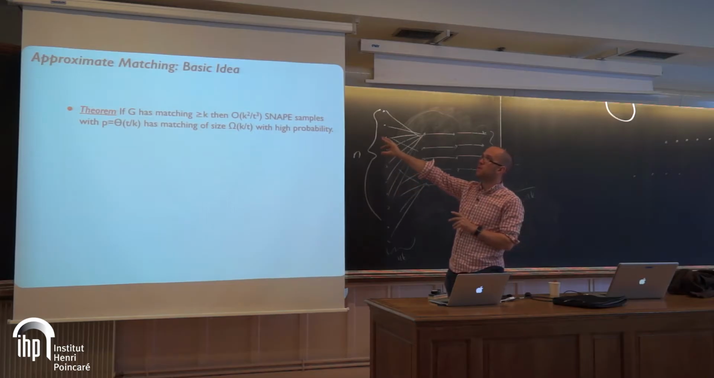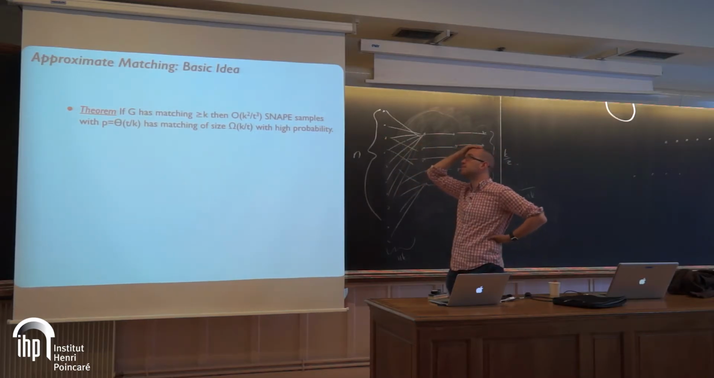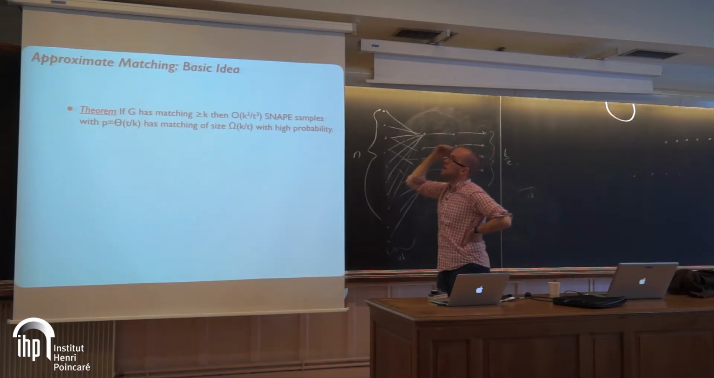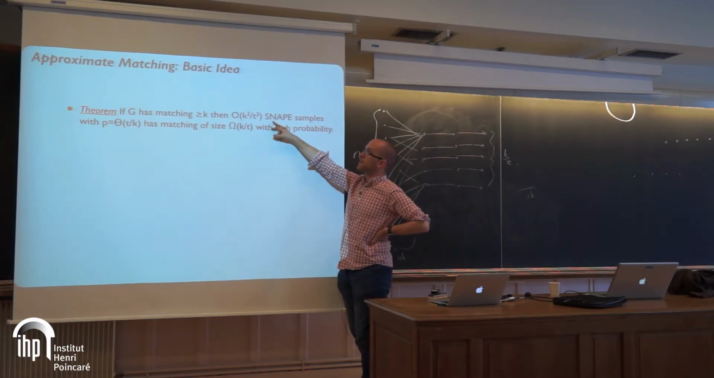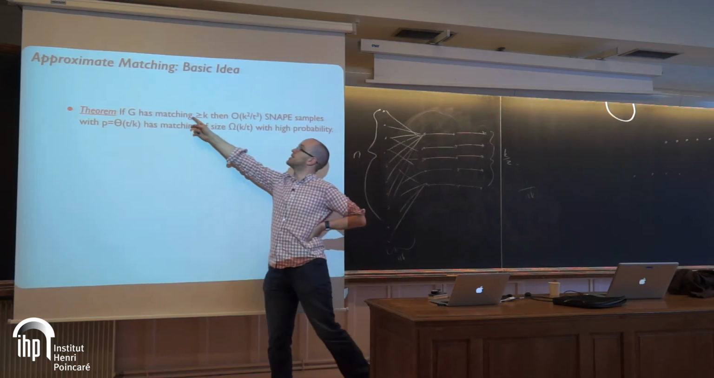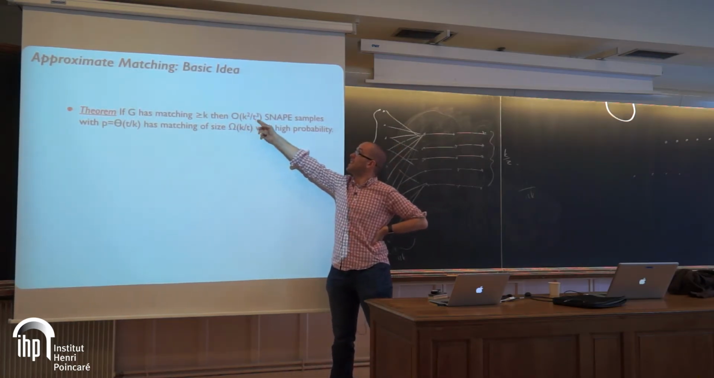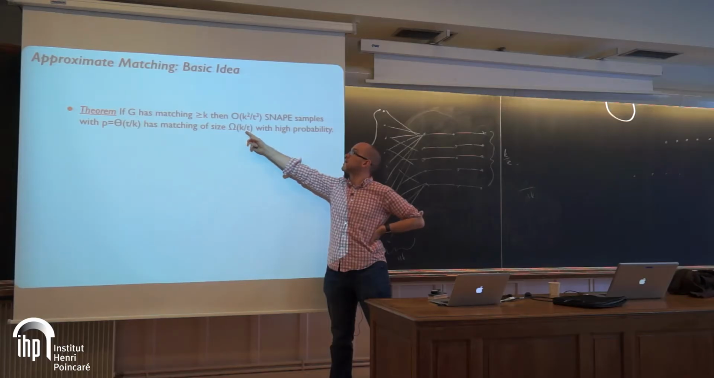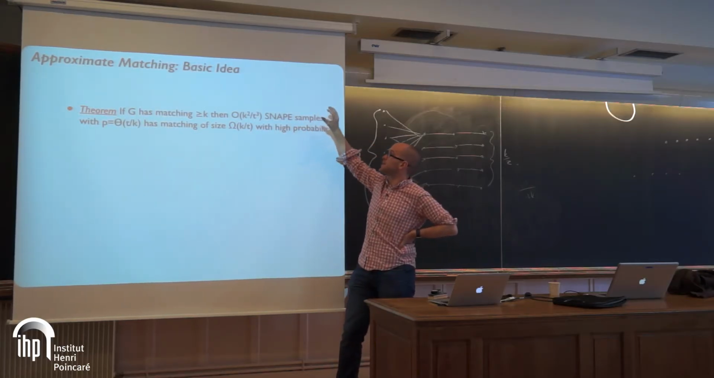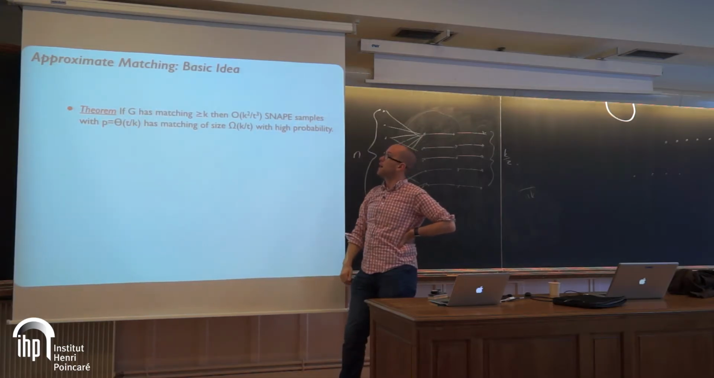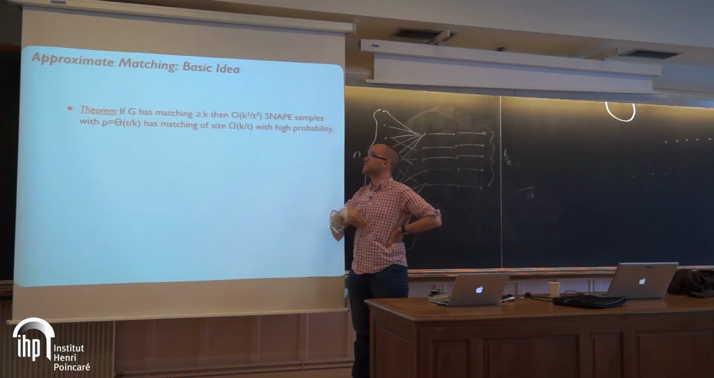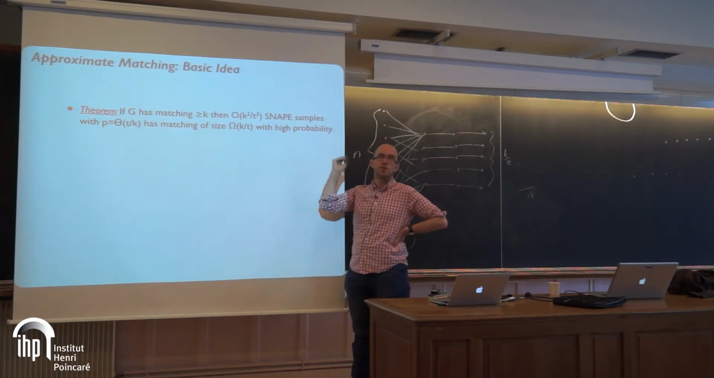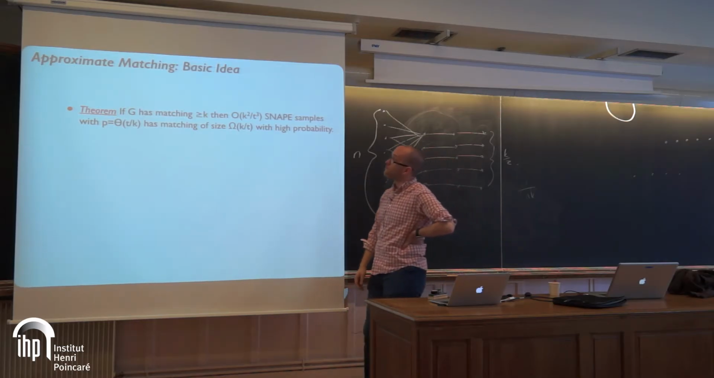Let's briefly talk about big matchings. This is not the way it's written in the paper, but I think this is a suitable way to describe it for the sake of a talk. On the slide I said that n squared divided by t cubed samples would give you a t approximation. I'm just going to prove a theorem that's one step removed from that: if a matching has size at least k, then with k squared divided by t cubed Snape samples, you'll find a matching of size k divided by t.